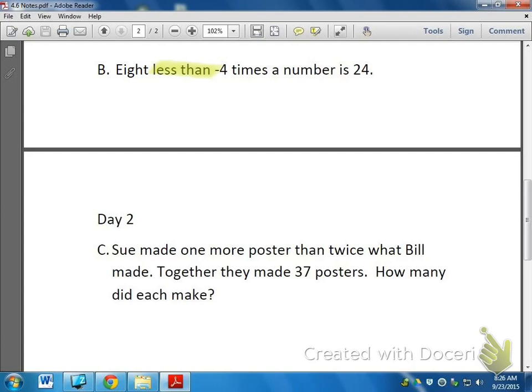Trayton, what do you think? 8 minus 4. Okay, so I agree this is -4n. But if it's less than, remember when we use the word than, what do you do with the number in front? It goes behind. So what should actually be written first? -4n, okay? And then less than is what operation? Minus 8. And then is 24, so it equals 24.